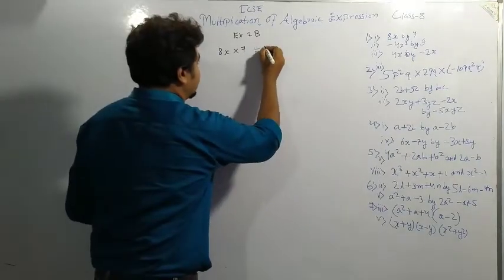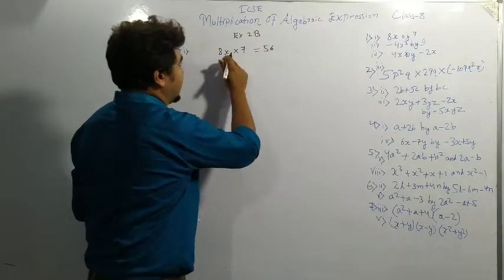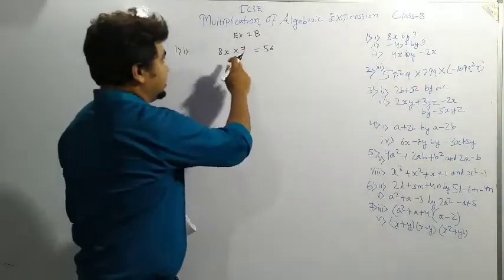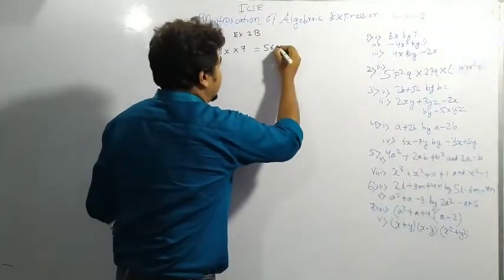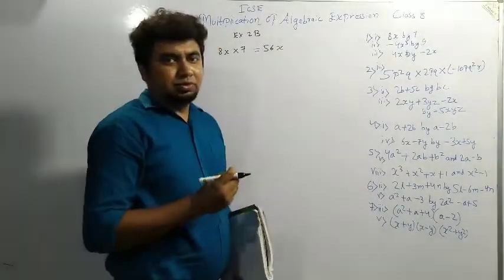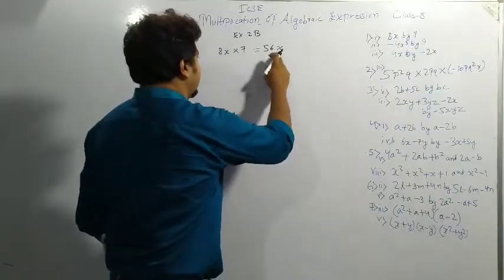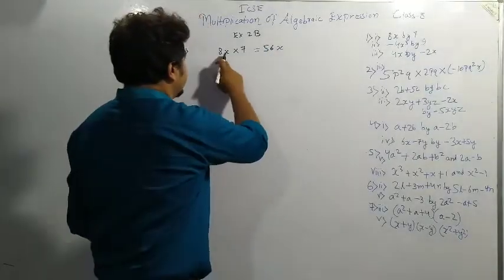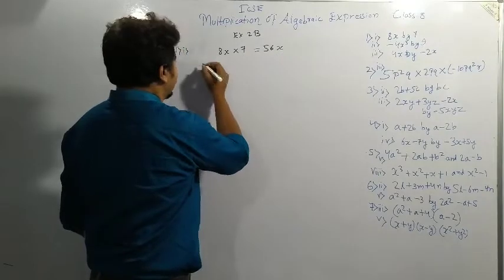So 8 into 7 is 56, and then we'll be writing the literal at the last. Literal means variable x whose values can be changed. That's why I am writing it at the last. So 8 into 7 is 56, 56x.